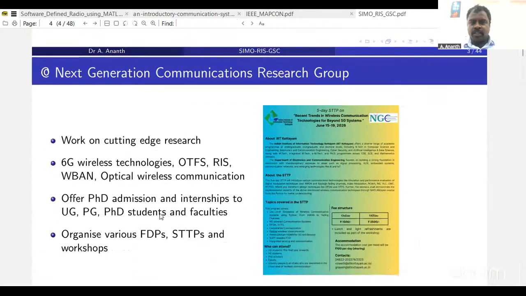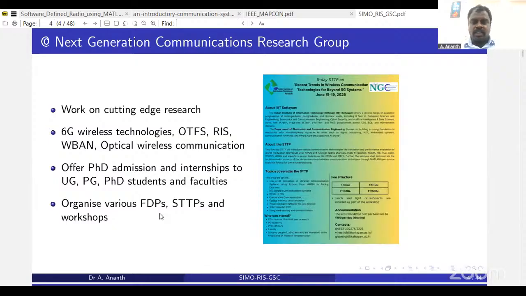And coming to the research group which I work, so we have a research group called Next Generation Communications Research Group at our institute. So we have a good number of faculty members who work on various cutting edge research, especially like 6G wireless technologies on waveform design, like orthogonal time frequency space, affine frequency division multiplexing, then reconfigurable intelligent surface, wireless body area network, optical wireless communication, and so on. Along with that, our faculty members also guide several PhD students and internships for various UG students of nearby or students from other states as well. And we also organize various FDPs, STTPs, and workshops during the summer break as well as winter break.